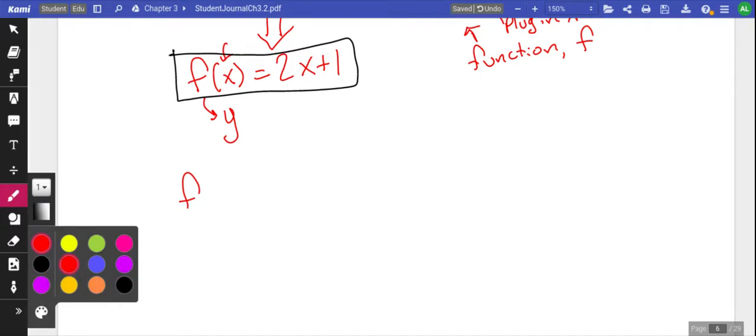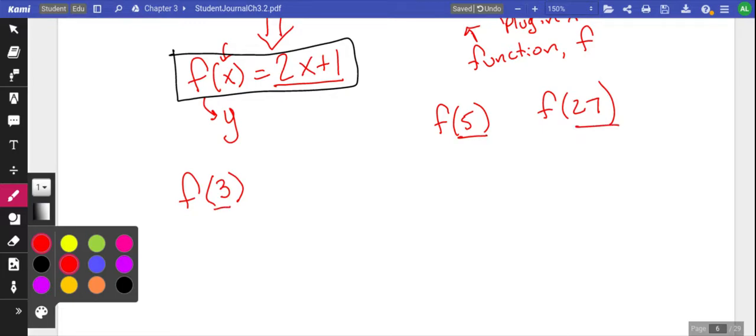But now I can say, okay, well, that's nice, but let's plug in 3. So instead of my input being x, now my input is 3. Or I could say f of 5 or f of 27. That means take this function, 2x plus 1, and plug in 3 or 5 or 27 for x. So instead of writing 2x plus 1 now, we would write 2 times 3 plus 1, and then we'd solve it out.